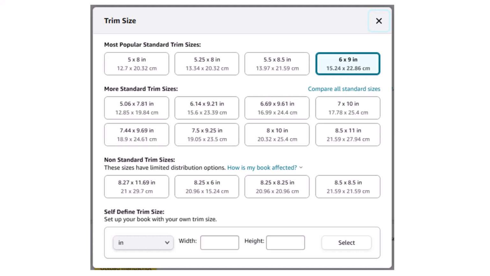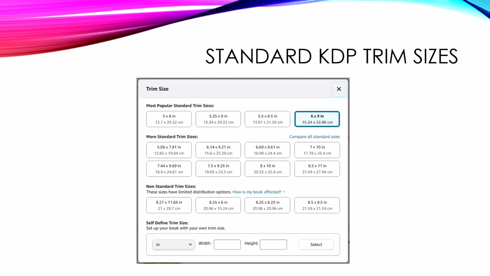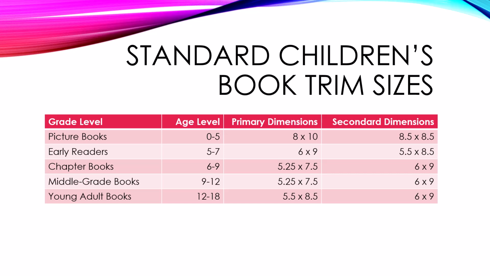And here's what I tried to do. I went out and asked, what are the standard children's book trim sizes? And came up with this. Okay, for picture books, the primary is 8 by 10, with, if you want to do it square, 8.5 by 8.5 inches. These are all in inches. For early readers, we're looking at 6 by 9, the most popular book size, and 5.5 by 8.5. And then we have so on. You can read the table yourself.